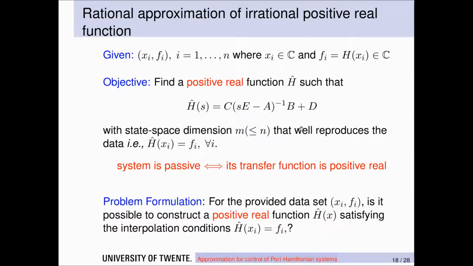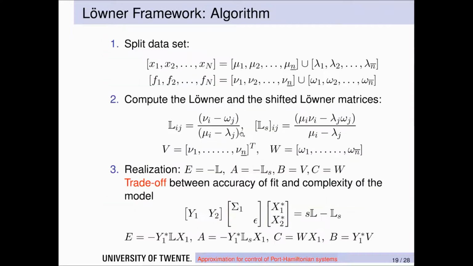So that is the problem that I already presented in the last 2 meetings: if we construct a Loewner matrix, then this is the algorithm to realize a system. But the problem is it doesn't formulate a positive real transfer function.